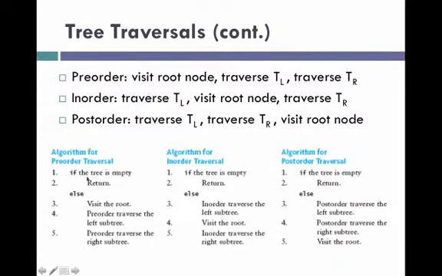For example, for pre-order, if the tree is empty, we return. Otherwise, we visit the root, we do a pre-order traversal of the left subtree and then the right subtree. So these are recursive algorithms, and the others are the same. You'll notice in each of these algorithms, we always traverse the left subtree before the right subtree, and the difference is when we visit the root node: at the beginning in pre-order, between the traversals for in-order, and after the traversals for post-order.